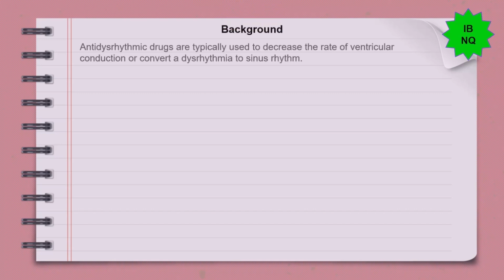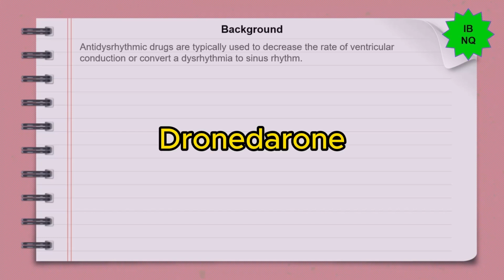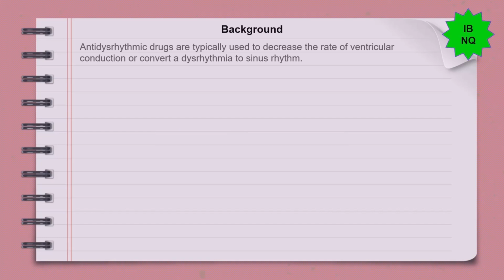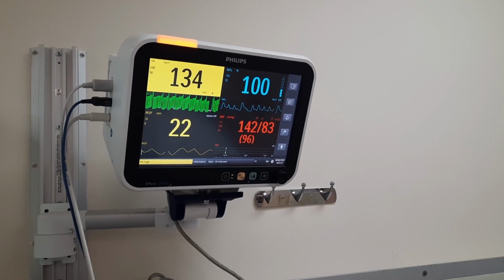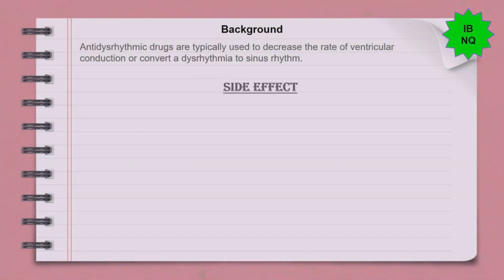Learning objective. To recognize important monitoring parameters for clients following antidysrhythmic therapy. Background. Antidysrhythmic drugs are typically used to decrease the rate of ventricular conduction or convert a dysrhythmia to sinus rhythm. Some examples of drugs that are used include amiodarone and dronedarone. Clients who receive antidysrhythmic medications should be on continuous cardiac monitoring.